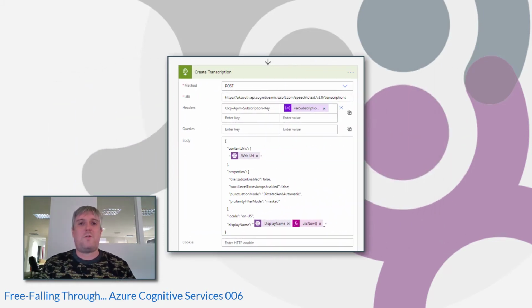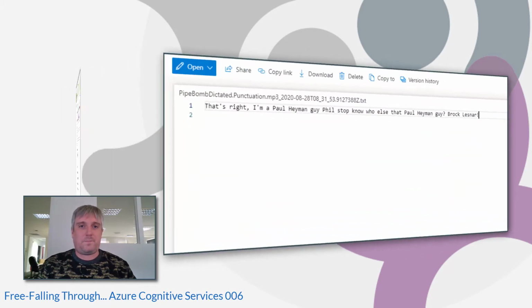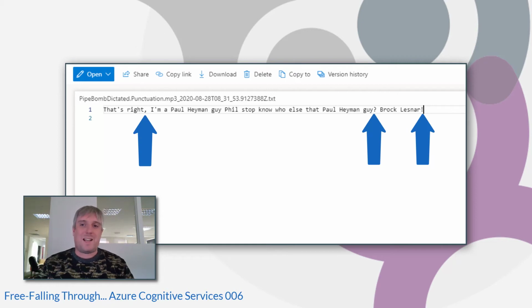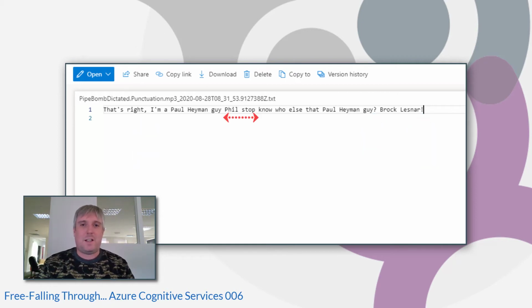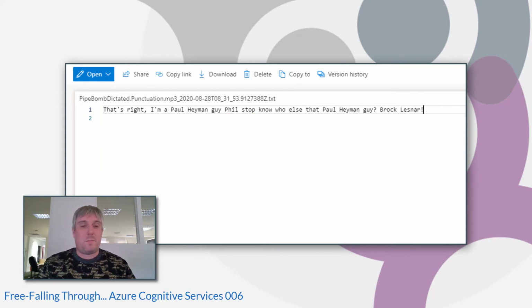So let's run that through the flow again with the punctuation mode set to dictated. The result we got was really interesting. It's recognised the comma, the question mark, and the exclamation mark. It didn't recognise the full stop though. Maybe that's something to do with my accent, or maybe I'd have to use the American term period.